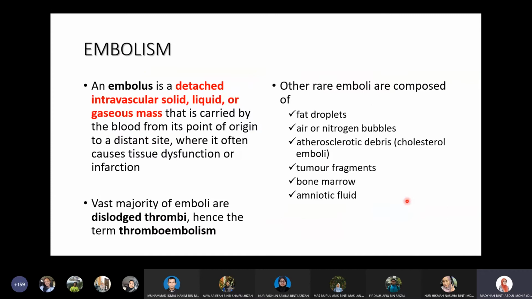Okay, that is the part on thrombosis. Now we go to embolism. This topic is interrelated.